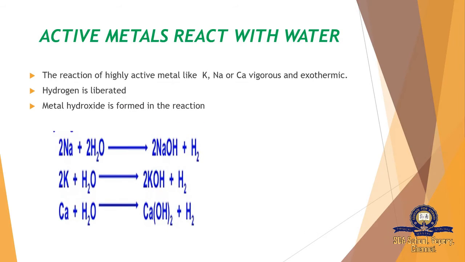Our next exothermic reaction is active metals reacting with water. So what are active metals? Active metals means those that react readily. The reaction of highly active metals like potassium, sodium or calcium is vigorous and exothermic. What is vigorous? Very fast. It is reacting readily, so we can call it vigorous.